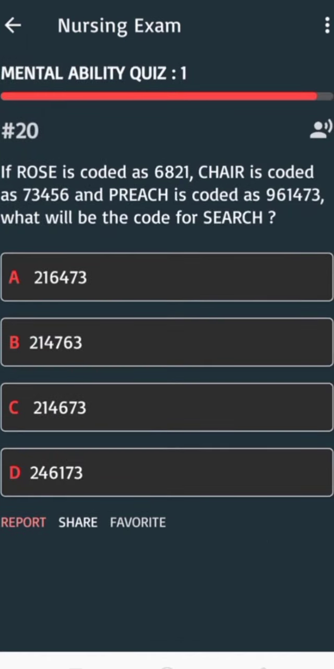If rose is coded as 6821, chair is coded as 73456 and preach is coded as 961473, what will be the code for search? A. 216473. B. 214763. C. 214673. D. 246173.